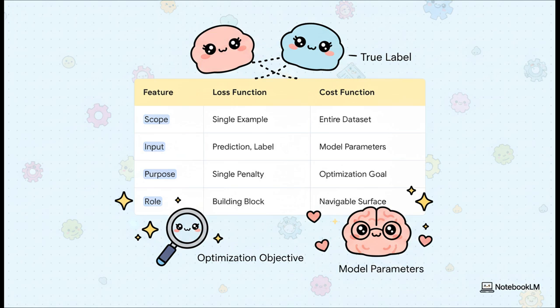Easy enough. But now, here's the crucial shift. Look under input. The loss function uses a prediction and a correct label. But the cost function, we start to see it as a function of the model's parameters. And that changes everything. It means its purpose isn't just to measure a penalty anymore. Its purpose is to define the entire goal for optimization. The cost becomes the one number we are trying to shrink by changing the model itself.